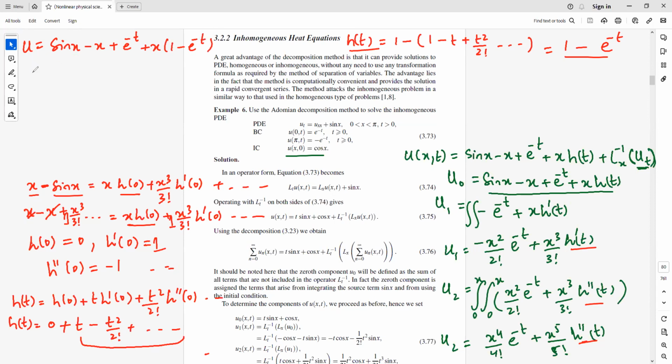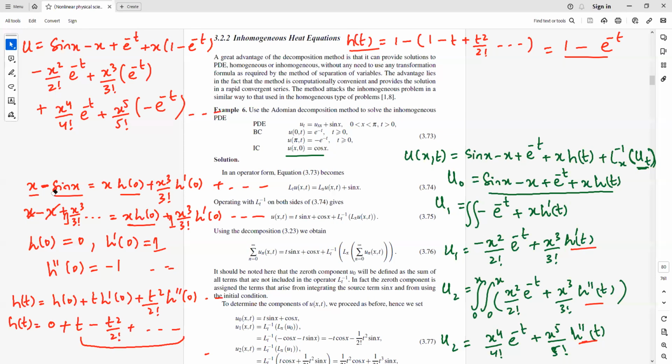Then u1, so u1 is negative x squared over 2 factorial e to the power negative t plus x cube over 3 factorial times h prime of t. So h prime of t is e to the power negative t. And similarly, we have u2, that is x power 4 over 4 factorial e to the power negative t plus x to the power 5 over 5 factorial into h double prime of t. So h double prime of t will be again negative e to the power negative t and so on.